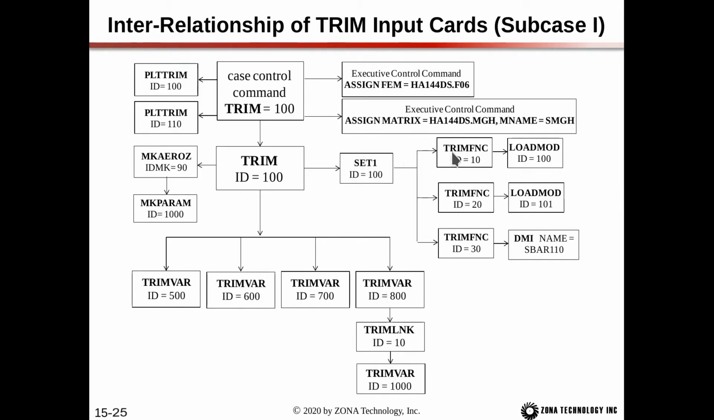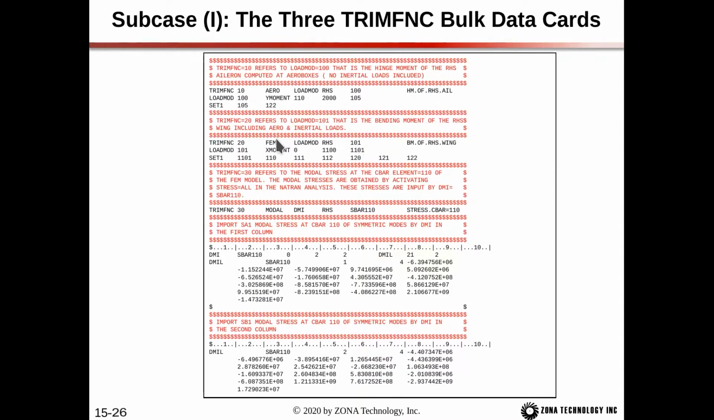And then our trim functions, we have 2 load mod cards and then stress in a bar element. And then the trim refers to the MK Aero Z. So we have the 3 trim function cards here. So the first trim function, we're defining its type to be load mod. So our load mod is Y moment. So this is the hinge moment of the right hand side aileron computed on the aerodynamic boxes. So no inertial loads are included. So our comment here is the hinge moment, the right hand side aileron.